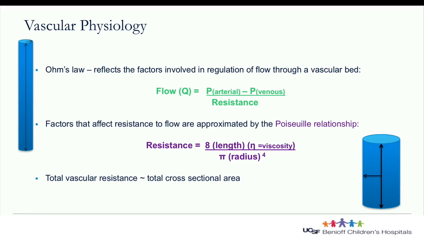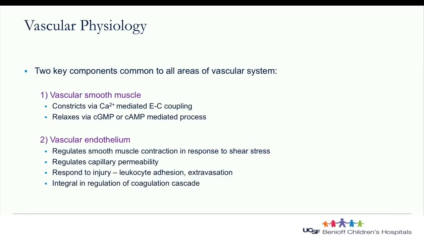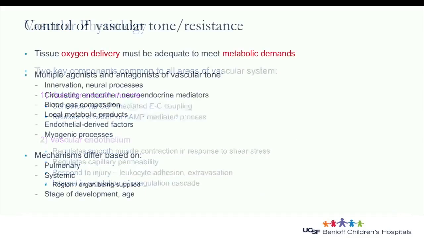And when we look at a whole vascular bed, it's not just the radius of the individual blood vessels, but the total cross-sectional area of the vascular bed. Two important components to every blood vessel in the body: the vascular smooth muscle, which is going to constrict via calcium-mediated excitation-contraction coupling, and the vascular endothelium, which has many, many roles in regulating vascular tone.